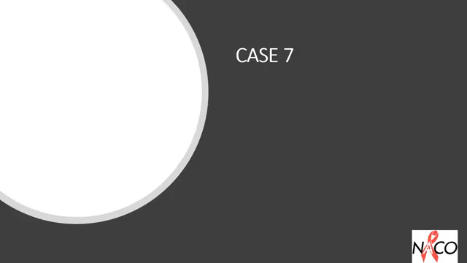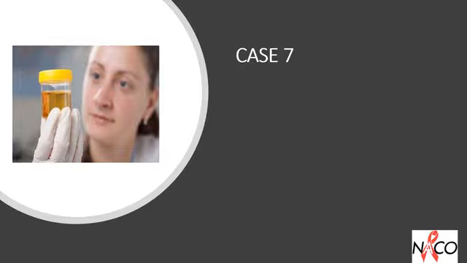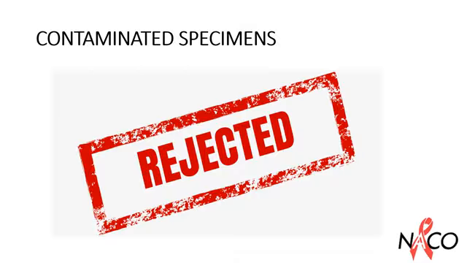Now, consider a case where the laboratory has received a request for stool culture and sensitivity from a 95-year-old bedridden patient. The laboratory technician, on gross examination, finds out that the stool specimen is contaminated with urine. What needs to be done in a case like this? The answer is all contaminated specimens should be rejected and fresh samples should be asked for.